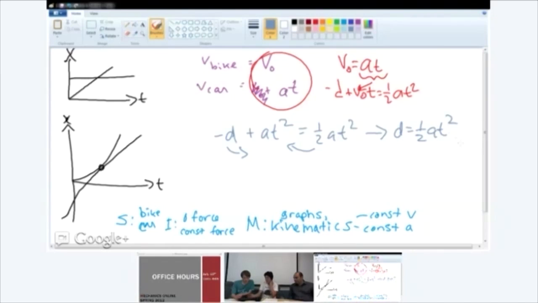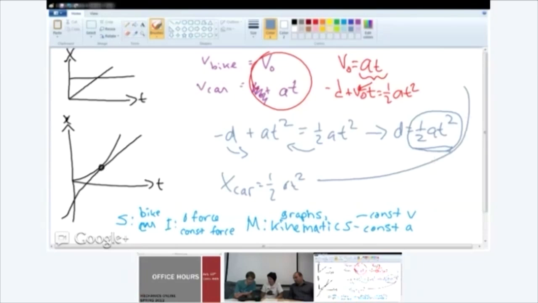Awesome, but then we still have this a and t. We need x of the car. Oh, wait a minute. This is the x. Right. Back when, before you erased it, we had written down that x car is equal to 1/2 AT squared, and that's actually what we have right there. And so we've just kind of arrived at our answer without even realizing it, in a way.